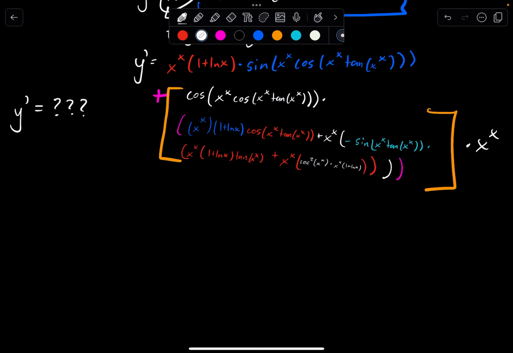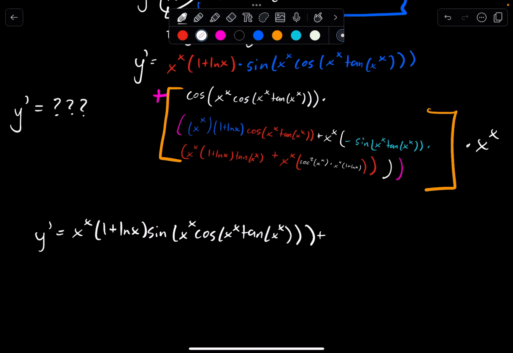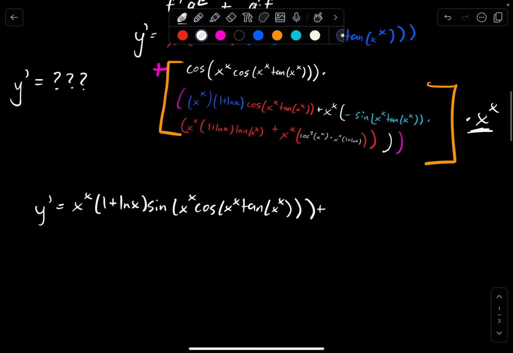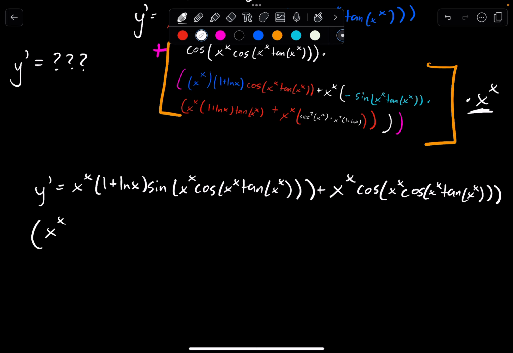So ladies and gentlemen, that means y prime is indeed equal to x to the x times 1 plus ln of x, sine of x to the x, cosine of x to the x, tangent of x to the x, parenthesis, parenthesis, parenthesis, plus cosine of x, I'll put the x to the x in the beginning. I'll put this x to the x in every term, plus x to the x cosine of x to the x cosine of x to the x tangent of x to the x, and then multiplied by x to the x, 1 plus ln x, cosine of x to the x, tangent of x to the x, plus x to the x, or actually, sorry. Oh, yeah. Yeah, that's right, actually. X to the x, negative sine of x to the x.